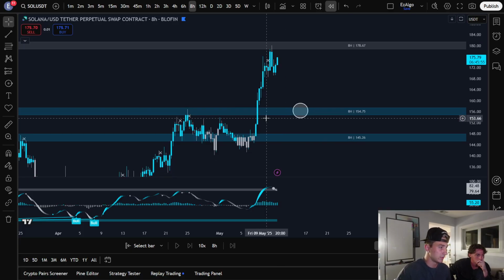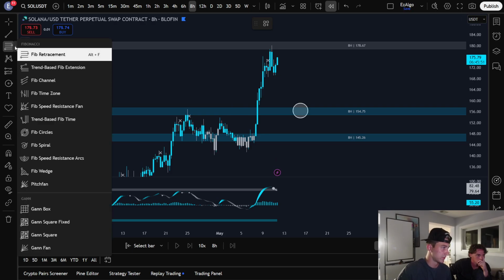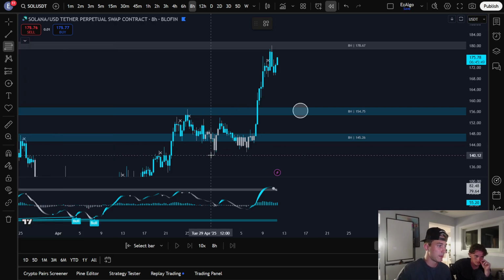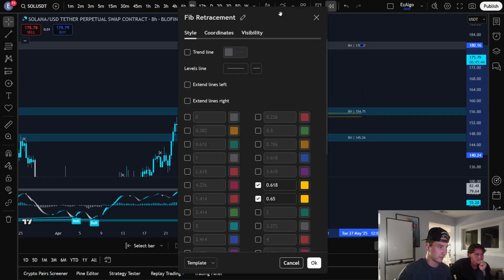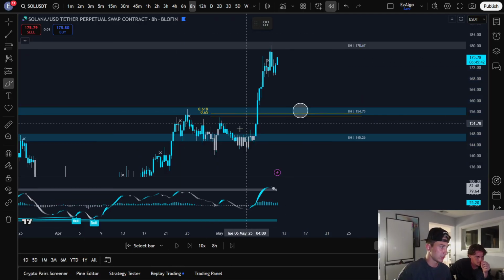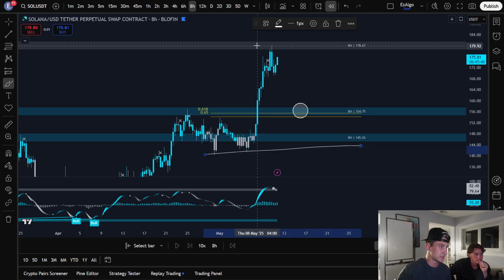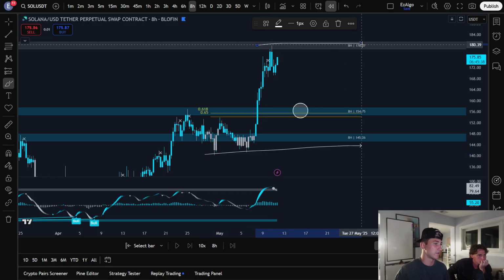So something else I like to use for more confluence is the Fibonacci retracement tool. It's the built-in TradingView tool to the left here, Fib retracement, from the swing low to the swing high. So what this tool does is it measures this range here, this smaller time frame range in a higher time frame uptrend, essentially.